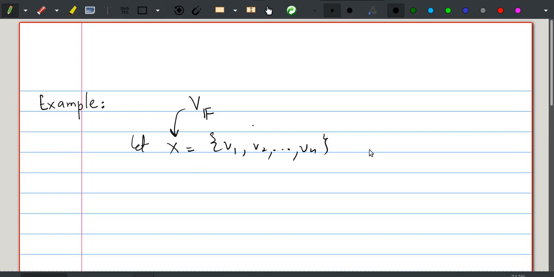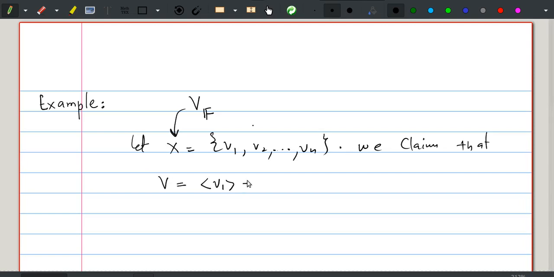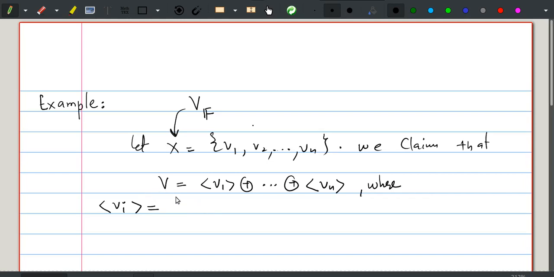So we claim that V is the direct sum of Rv1 through Rvn. Each Rvi is actually a one-dimensional subspace of V, and it is given by R times this little vi, where this R is in the field F. So this is a one-dimensional subspace which is spanned by this vector vi.